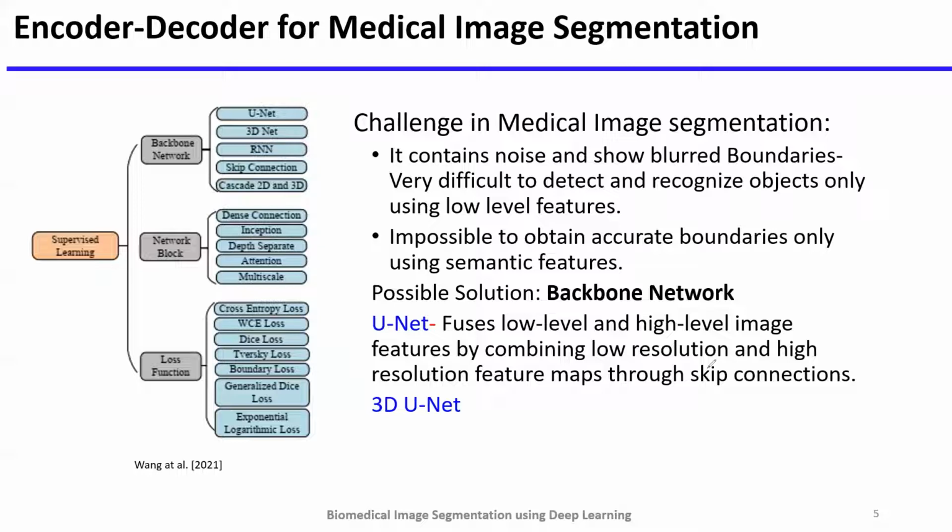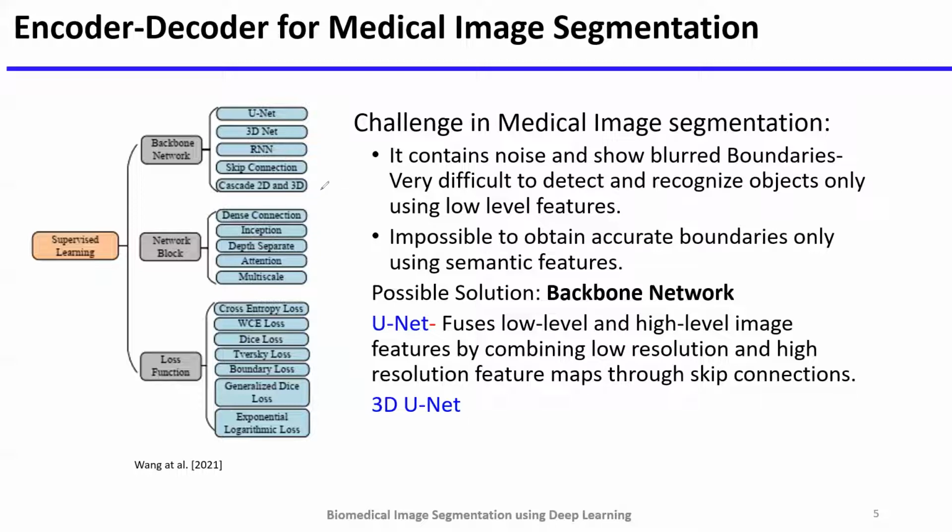And then a variant of this U-Net is the 3D U-Net, especially since the medical images are three-dimensional. In that case, this 3D U-Net is designed, and it is very helpful to achieve better accuracy. And there are other variants. So especially in supervised learning, the architectures used for encoder decoder are U-Net, 3D U-Net, or skip connection, and cascade 2D and 3D.